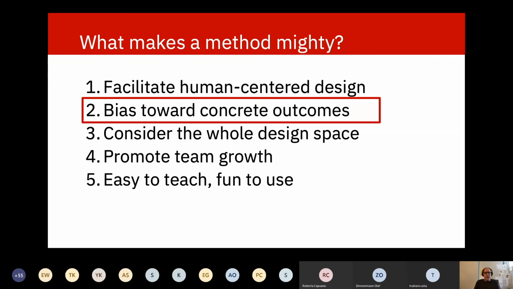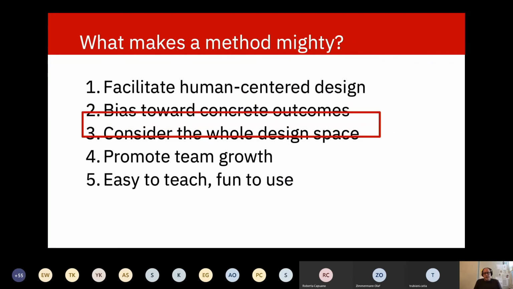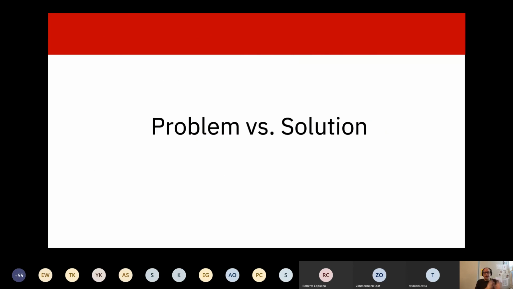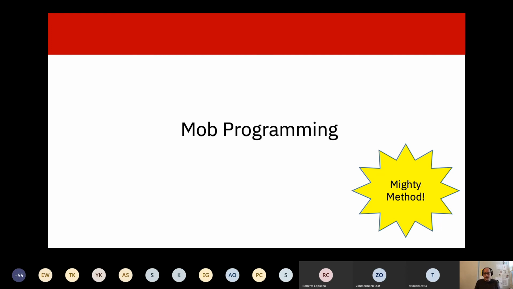All right. So mighty methods also help us consider the whole design space. And really what this is about is looking at not just the problem and not just the solution, but both of those all together at the same time. And I think mob programming is really one that shines on this front. So we'll use that as the example.